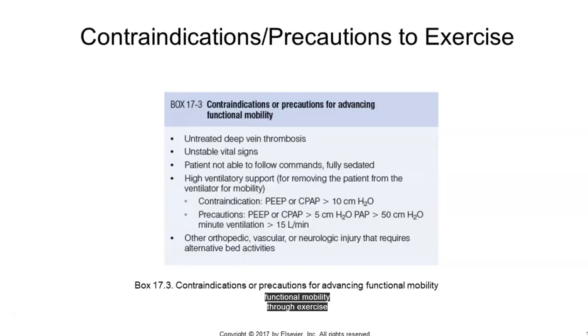Contraindications for advancing functional mobility through exercise include untreated deep vein thrombosis, unstable vitals, patient unable to follow commands, high ventilatory support, PEEP or CPAP greater than 10 centimeters of water, or other orthopedic, vascular, or neurologic injury that requires alternate bed activities. A precaution is PEEP or CPAP greater than 5 centimeters of water, or PIP greater than 50 centimeters of water, or minute ventilation greater than 15 liters per minute.